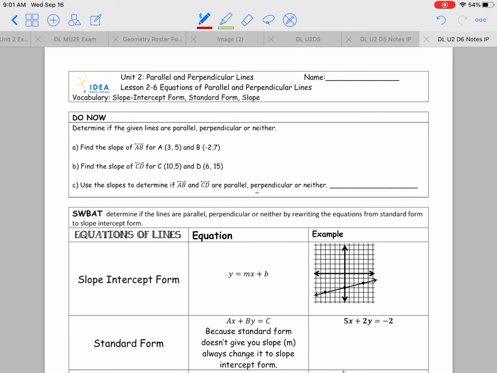Hello students, in this video we will be reviewing the lesson 2-6, equations of parallel and perpendicular lines. This is a continuation of yesterday's lesson, so we're going to go ahead and begin by completing the do now. It says, determine if the given lines are parallel, perpendicular, or neither.